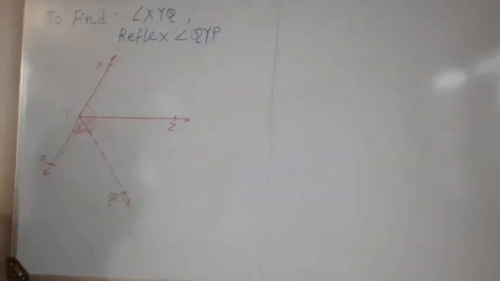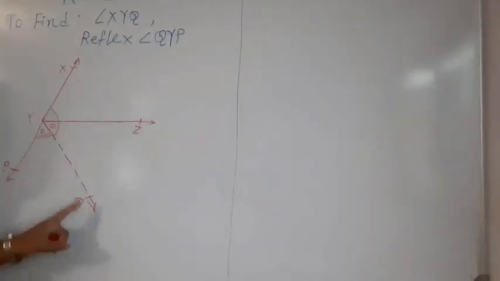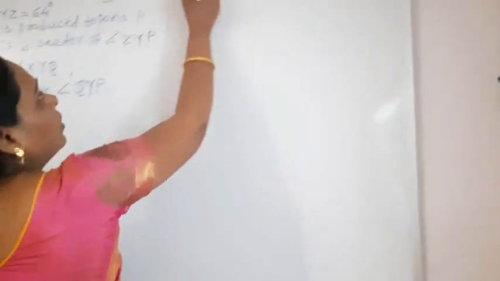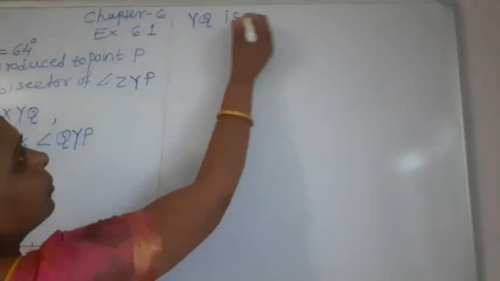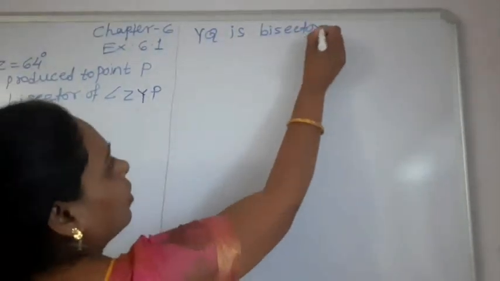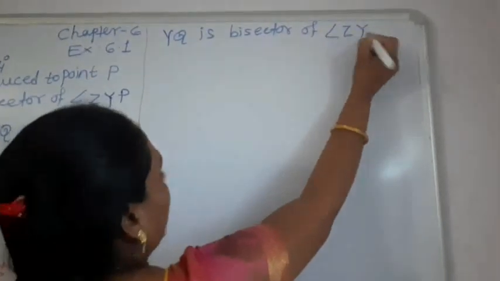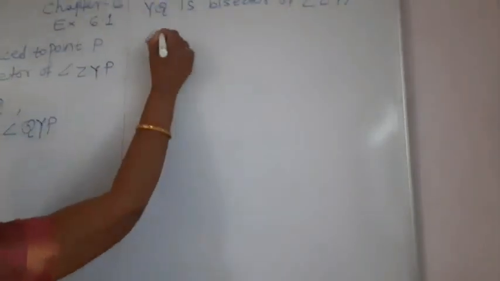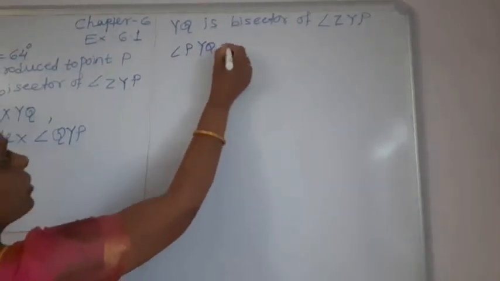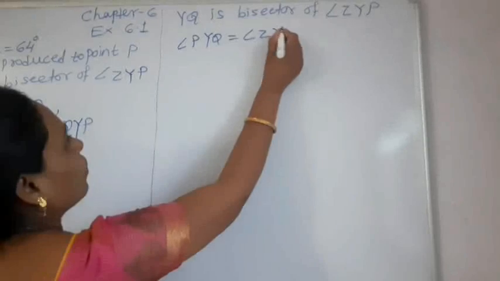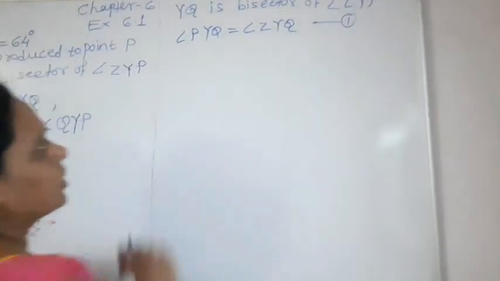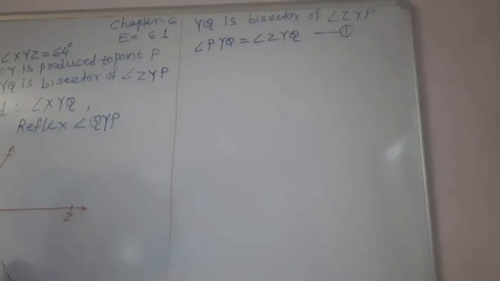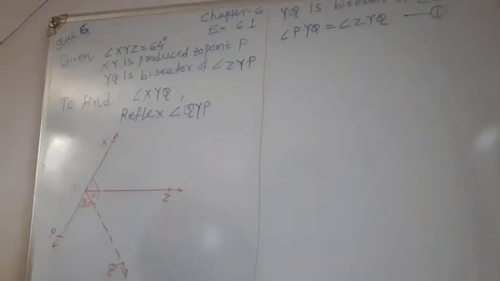Now firstly start with the bisector. YQ is the bisector of angle ZYP. And if a bisector is given, the angles formed by the bisector are equal, means these two angles are equal. Angle PYQ is equal to angle ZYQ. Label it as equation 1. Whenever you need it, you can give the result from 1. These two angles are equal.